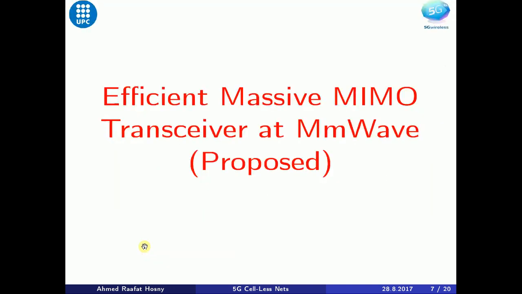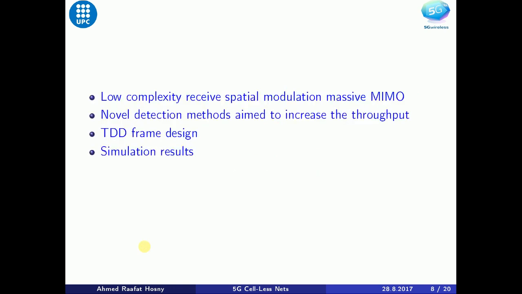What we are proposing now is an efficient massive MIMO transceiver architecture in the millimeter wave frequency band. We will discuss a low complexity receive spatial modulation massive MIMO, novel detection methods aimed to increase the throughput, and TDD frame design, followed by simulation results.